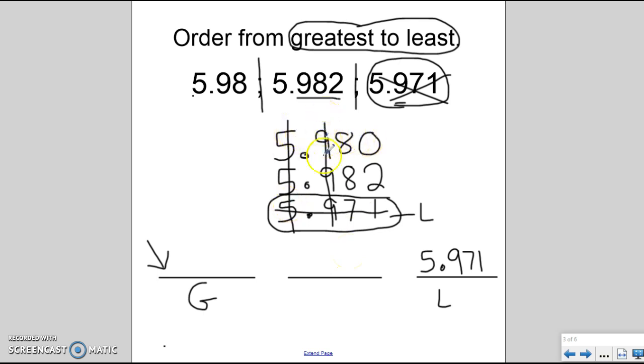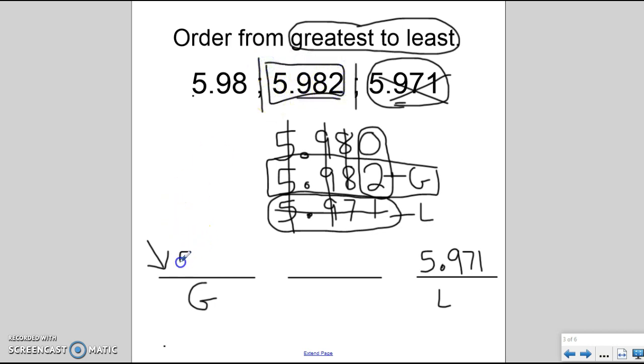So they shared a 5, they shared a 9, they also share an 8. But when I look here, I can see a difference, and I can see the 2 is greater. So I'm gonna go ahead and put this second number here, this middle number, which is right here, where it says G in my template. So I have 5 and 982/1000. So that takes care of that one.